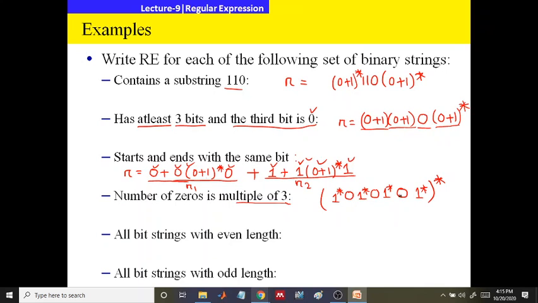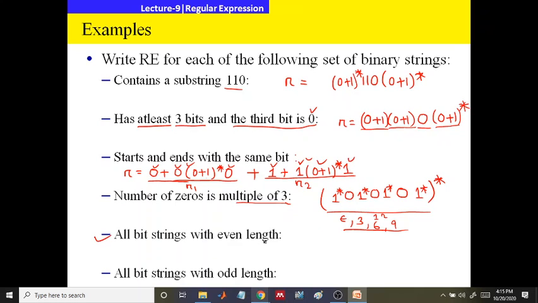So it will represent all the binary strings that have zeros in a multiple of 3. If this star is epsilon, then you will have zero zeros, which is divisible by 3. If this star is 1, you will have exactly 3 zeros, which is a multiple of 3. Then if it is 2, you will have 6 zeros. If it is 3, you will have 9 zeros. Similarly it will go on.